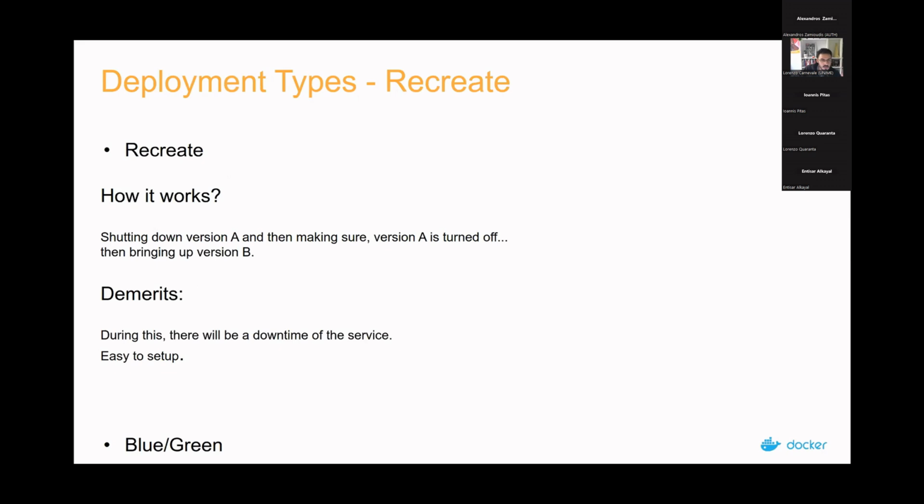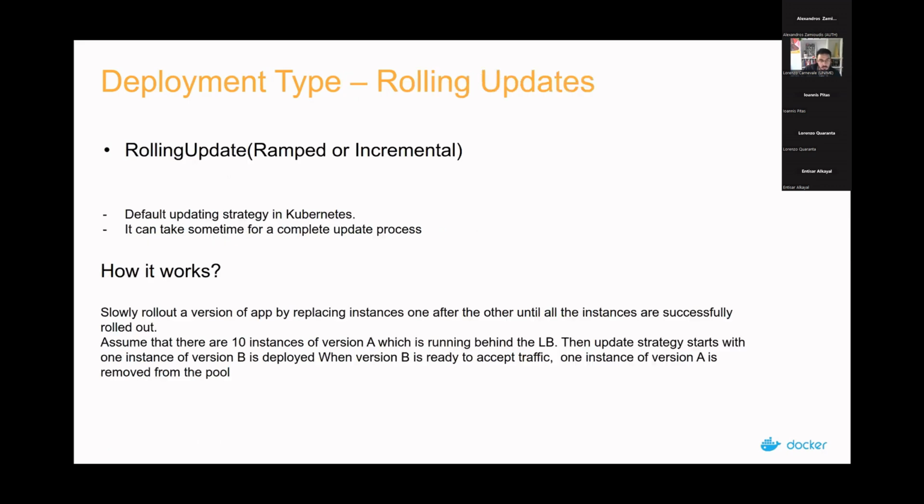So let's think about the recreate strategy, which is one of the deployment types. How does it work? It shuts down version A, and then, making sure that version A is turned off, it brings up version B. Of course, there are disadvantages, because during this deployment there will be some downtime of the service. But at the same time, it's easy to set up.